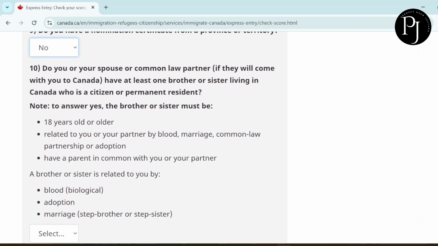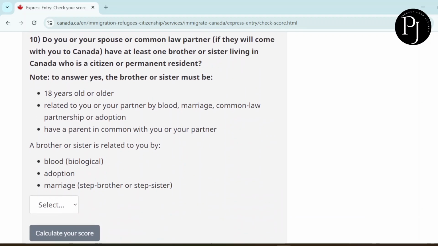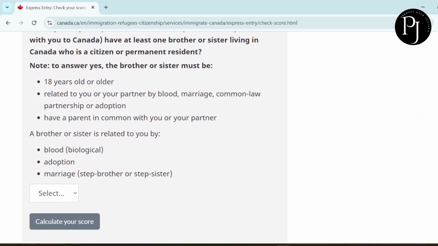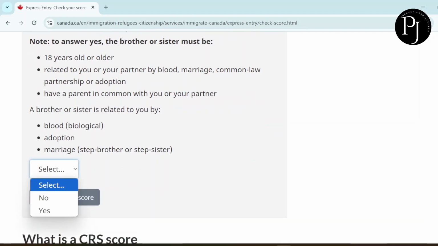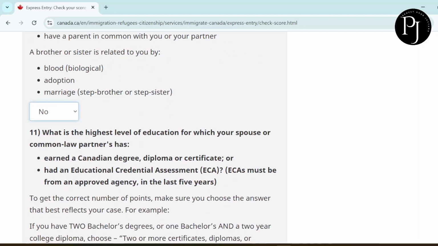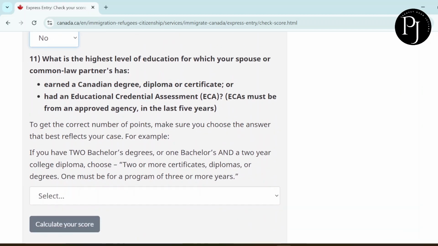Do you or your spouse or common law partner, if they will come with you to Canada, have at least one brother or sister living in Canada? If any sibling you or your spouse have in Canada, citizen or a permanent resident, then say yes, otherwise say no. Now, these questions are for the spouse.